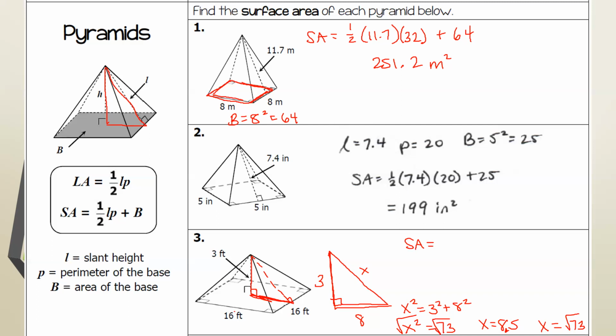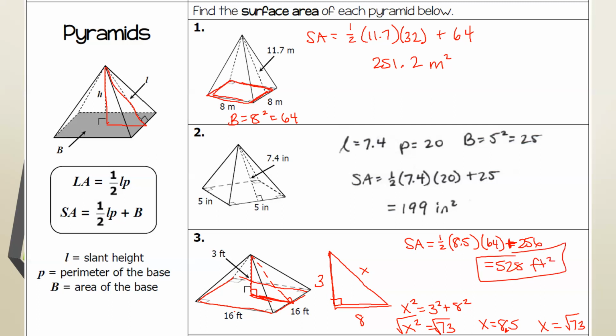All right, so the surface area is 1/2 times the slant height times the perimeter of the base. So the perimeter of the base would be 16 plus 16 plus 16 plus 16. So the perimeter is 64. And the area of the base would be 16 squared, or 16 times 16. Oops. So this is a plus 256. So your surface area here is 528, about feet squared.